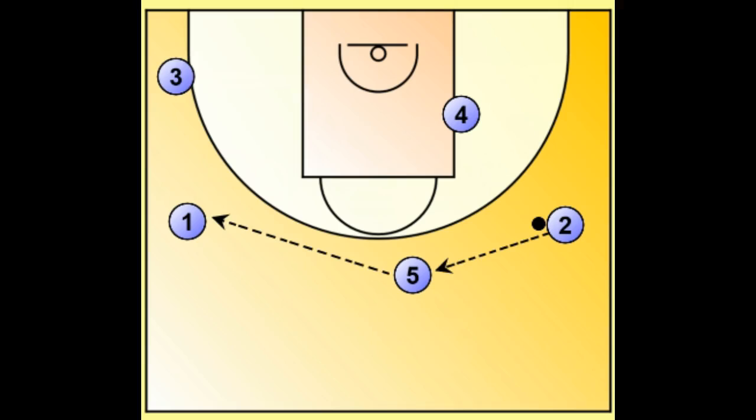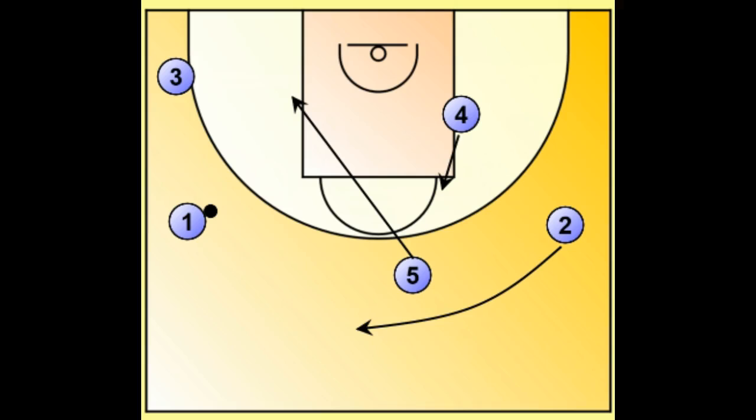The 2 rotates the ball to the 5 automatically. The 5 rotates the ball to the 1. Fast ball movements. Rapid ball movement. From here, we'll see the 5 will dive to that post as the 4 flashes up to the high post, and the 2 will take the high.